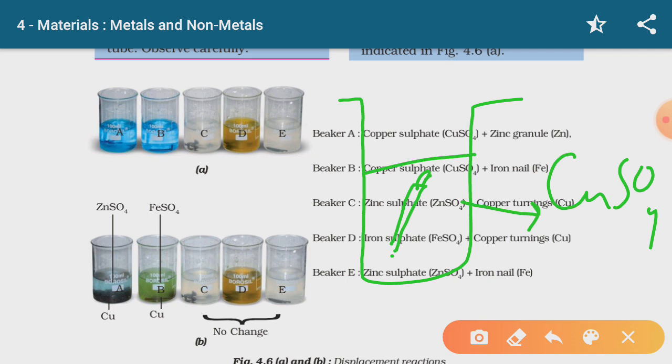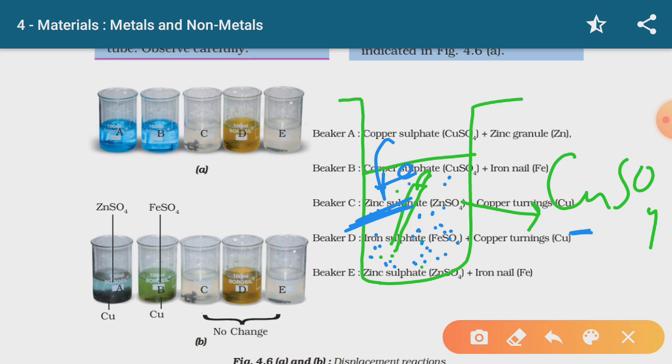Now what will happen? You have to keep it for some time. This copper sulfate solution is blue in color, so we will use a blue pen here. So this is the copper sulfate solution. And which one, what do you think, is iron more reactive or is copper more reactive? Obviously iron is more reactive, as it has the higher position in the reactivity series.